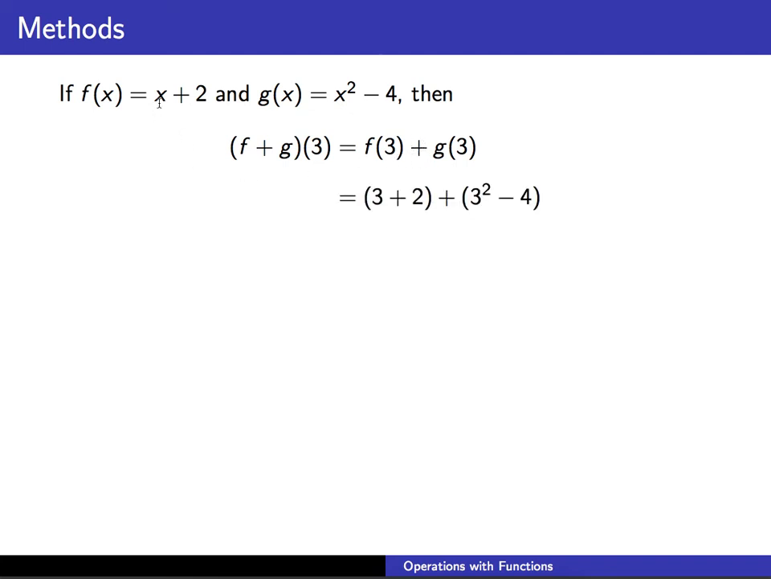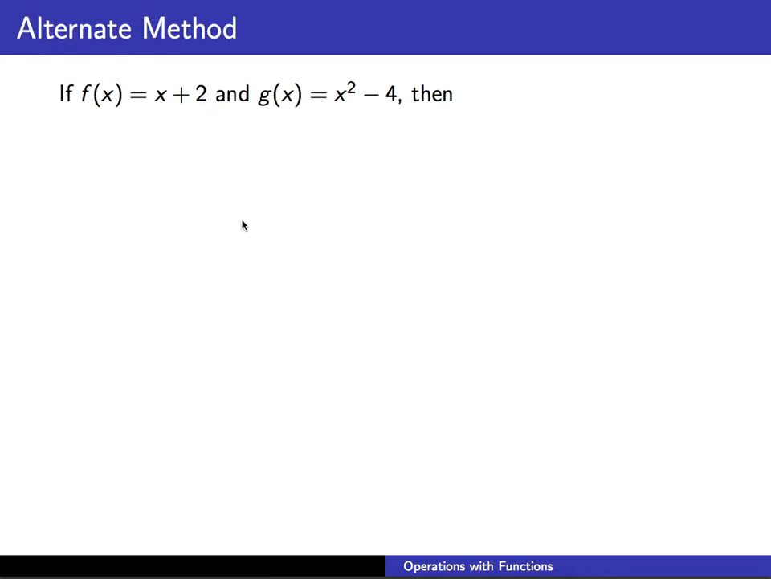So f of 3 is going to be 3 plus 2, and g of 3 is going to be 3 squared minus 4. So 3 plus 2 is 5, 3 squared minus 4 is also 5, and 5 plus 5 makes 10. So one approach is to evaluate each of the functions at that value and then either add or subtract the results or whatever it is you're doing and get your final answer.